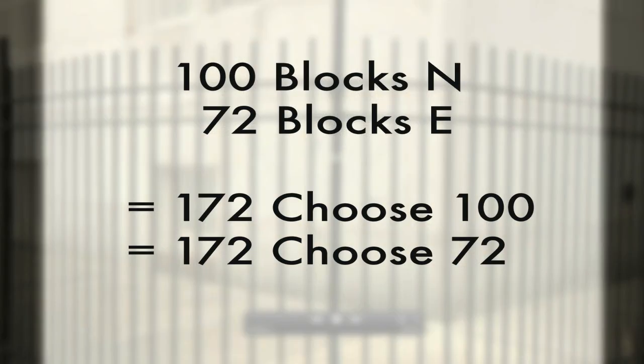Right. Anyway, that means that if you wanted to go 100 blocks north and 72 blocks east, then there would be 172 choose 100 different possible paths. Which ends up being the same number as 172 choose 72. Yes! Are you ready to catch this crook?